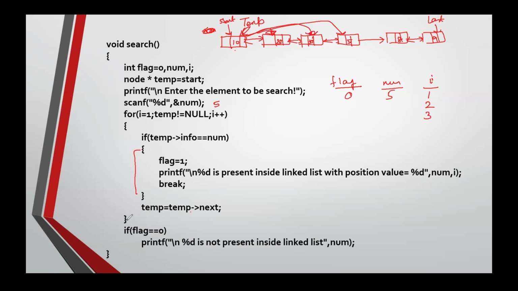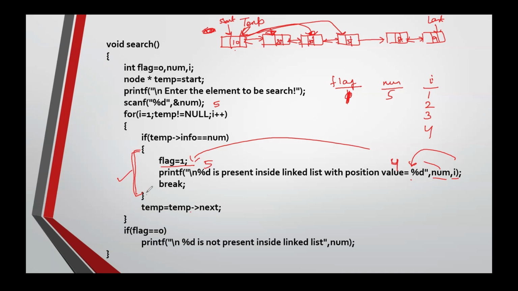Then after that, what happened? The value of i is incremented by 1, that is 4. Then temp info. What is temp info? 5. 5 is equal to 5? Yes, it is true. If it is true, the body of the if is going to be executed. We make the flag equal to 1. Printf: %d is present inside the linked list with the position value. What is the value? Num. So it will print 5 is present inside the linked list at position i. What is i? The value of i is 4. So with the position value 4. We entered 5: first, second, third, fourth. So it is at the fourth position.